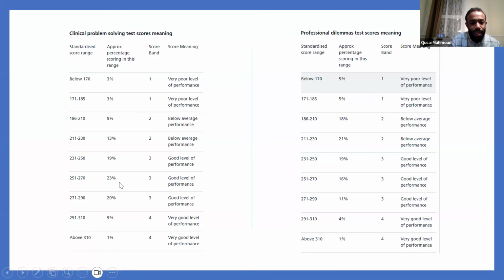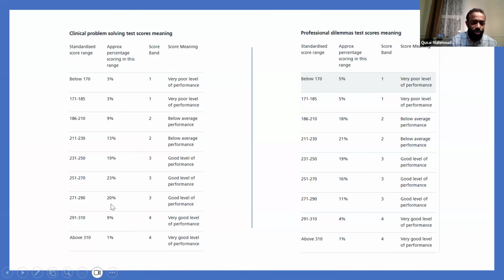But look at this. How many percentage are scoring above the average, just between 250 and 270? In the clinical part, 23%, almost 1/4 of the cohort, scoring above average, between 250 and 270. On the other hand, when we are looking here, it's just 16% scoring more than 250, less than 270 in the SJT.